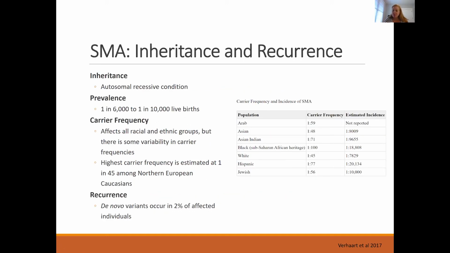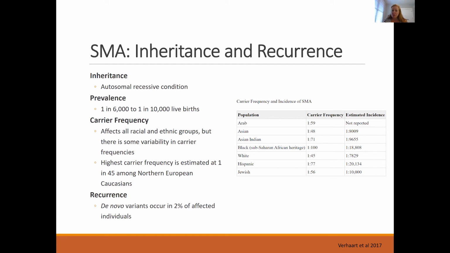So the last thing that I wanted to talk about was SMA inheritance and recurrence. As I'm sure most families with SMA are aware of, this is an autosomal recessive condition. So we see a change in both copies of the gene on opposite chromosome 5s. Most of the time, parents don't know they're carriers. The only way they would know that is if there's a family history of the disease, or perhaps they underwent carrier screening prior to conception.